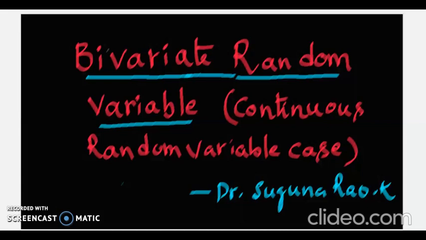Bivariate random variable plays a very important role in probability distributions. In bivariate random variable, we have two cases: one is the discrete random variable case and another one is the continuous random variable case. In this video, we are going to learn about bivariate random variable in the continuous random variable case. Let's start.